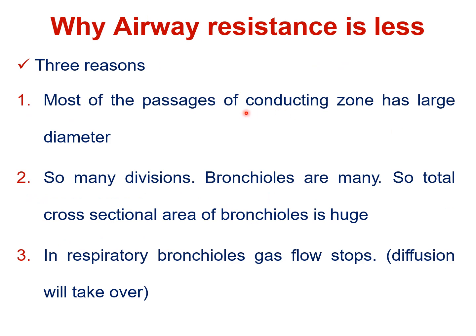So why is the airway resistance low in the respiratory passages? There are 3 reasons. Most of the passages of the conducting zone have large diameter. Conducting zone, you all know, is the first part, from the nose to the bronchi, the primary bronchi, and there are so many divisions after that, and bronchioles are many. So the total cross-sectional area of bronchioles is very high.